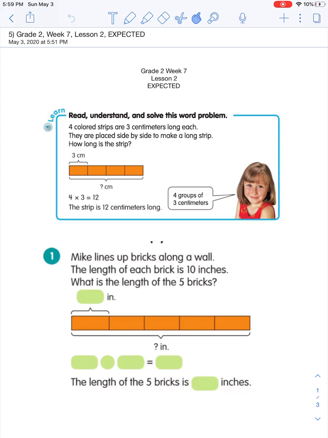Hi 2G, we are looking at the expected worksheet pages for lesson 2 of week 7. We are going to take a look at the learn first. It says read, understand, and solve this word problem.